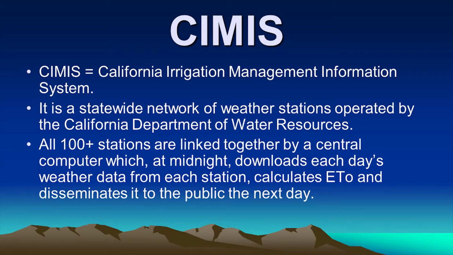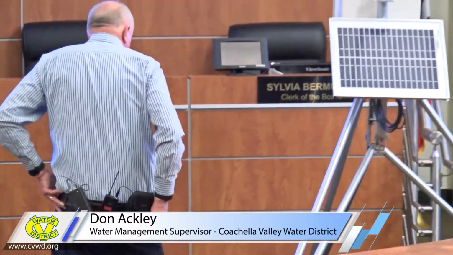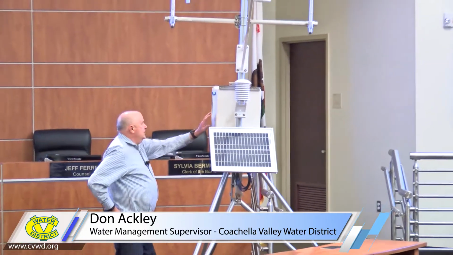It's a statewide network of weather stations operated by the California Department of Water Resources. It's 100+ stations, so they're all over the state. I'm going to show you a map in just a minute. They all have the same instrumentation, and they're all monitoring solar, temperature, humidity, wind speed, and rain gauge. They're monitoring that all over the state, and they have a data logger inside. So that's what's in here.